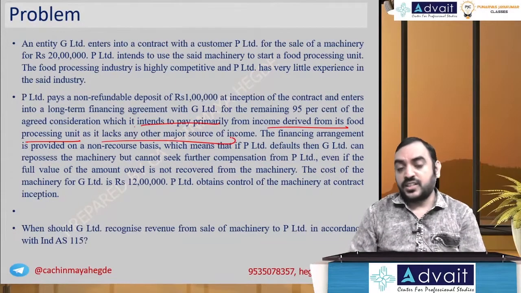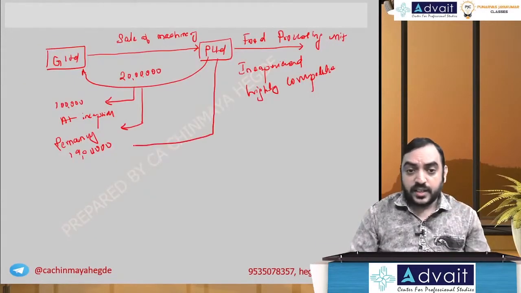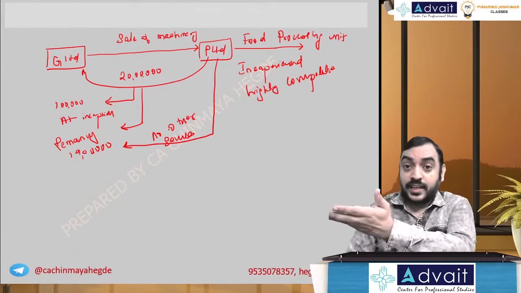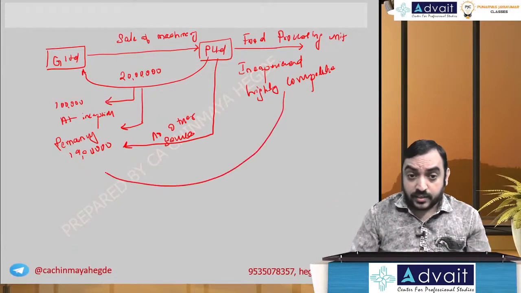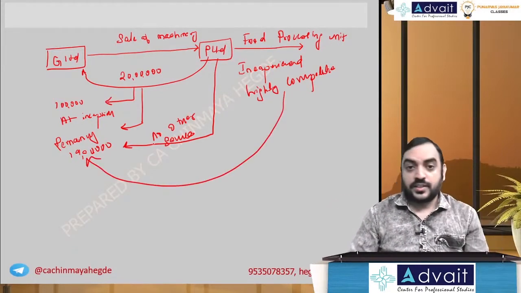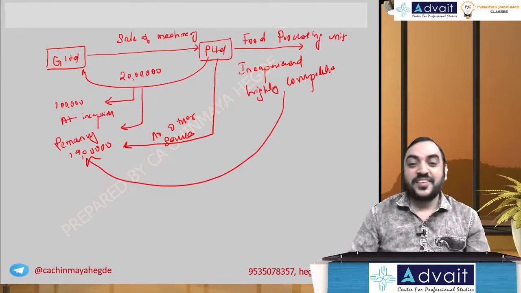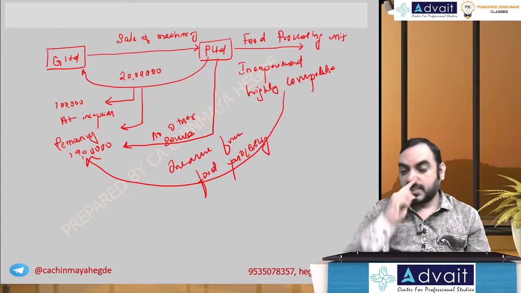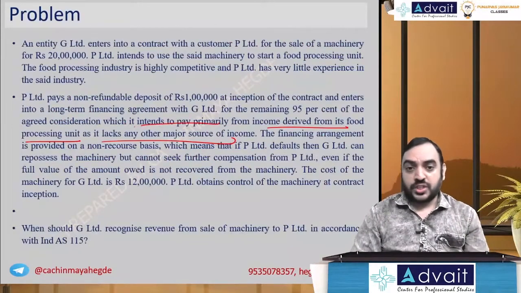it lacks any other major source of income. So P Limited does not have any other source. So you give me the machinery, I will make the food units, I will sell it, whatever income I get, I will use it for repayment of your machinery. It's as good as you doing your own business. Anyway, so income from the food processing unit, it does not have any other source of income.